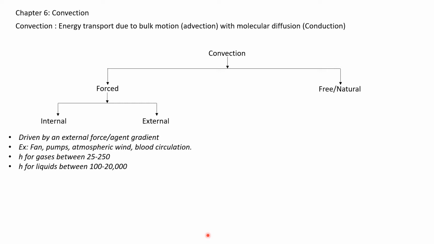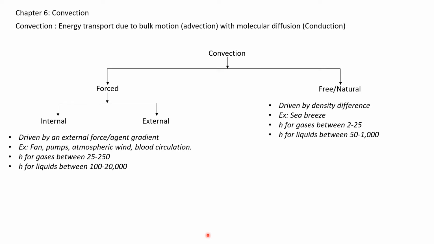Typically, for forced convection, your convective heat transfer coefficient ranges between 25 and 250 for gases, and between 100 and 20,000 for liquids. So you see that for liquids, the convective heat transfer coefficient is almost an order of magnitude higher. So for liquids, you'll have more heat being transferred compared to gases for forced convection.